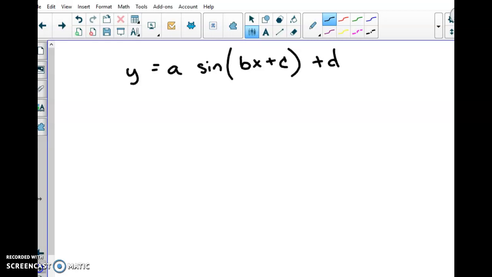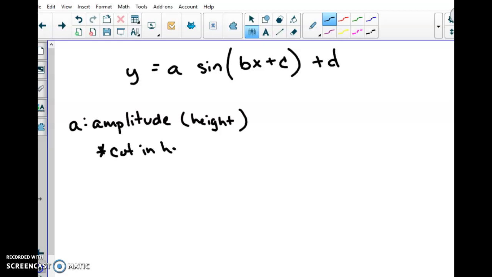For instance, a represents amplitude. Amplitude is how tall your graph is. So it's kind of like your height, but it's cut in half because if you notice with the sine function, it went from -1 to 1, but the amplitude of that would be 1 because if you cut that in half, it's 1. So make a little note here, cut in half for total.